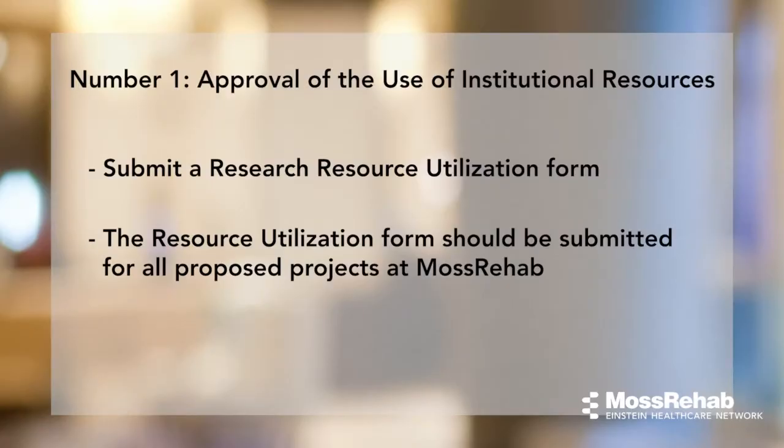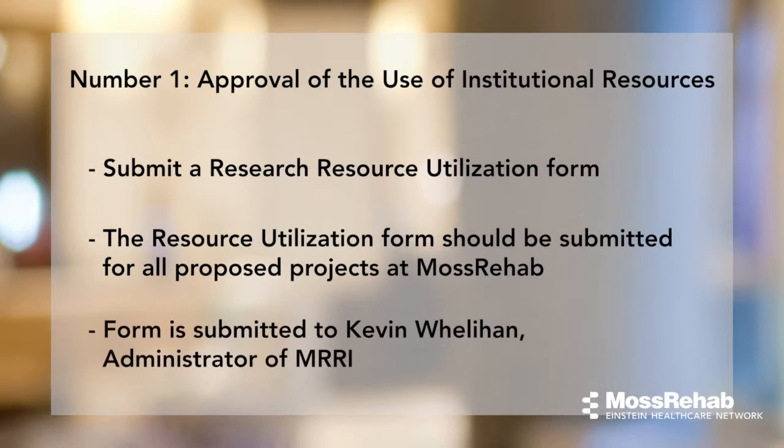If you are not interested in using the research registry, you still need to submit the resource utilization form to determine the registry lacks the population you're interested in, and so that you can obtain approval to recruit by alternative means. The resource utilization form is submitted to Kevin Wellhan, Administrator of MRRI, whose contact information can be found in Outlook.